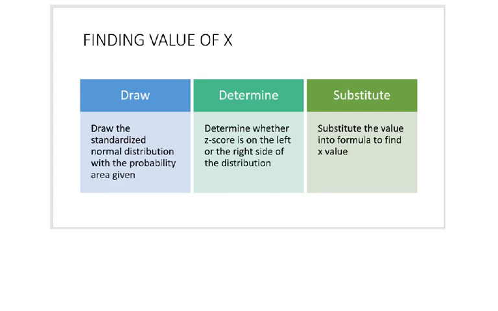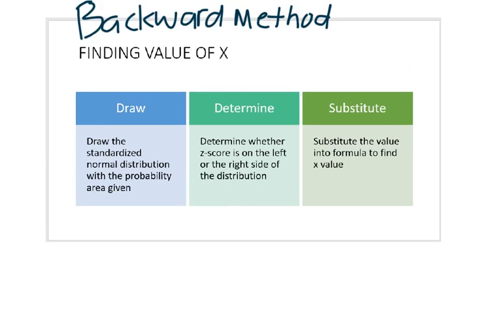Hi, welcome back to the last part of chapter 5, which is about the backward method. Let me write down the title. This last part is the backward method, in which we want to find the value of our real variable, which is the value of x, whenever we are given the probability value.